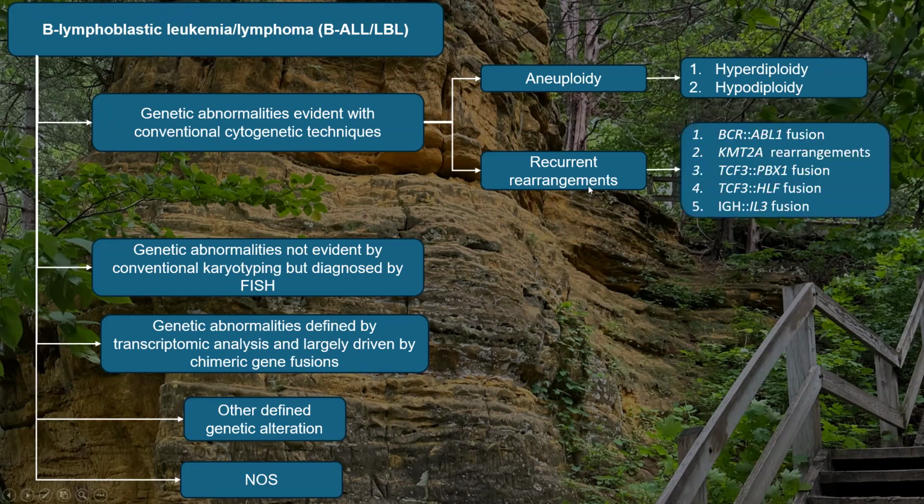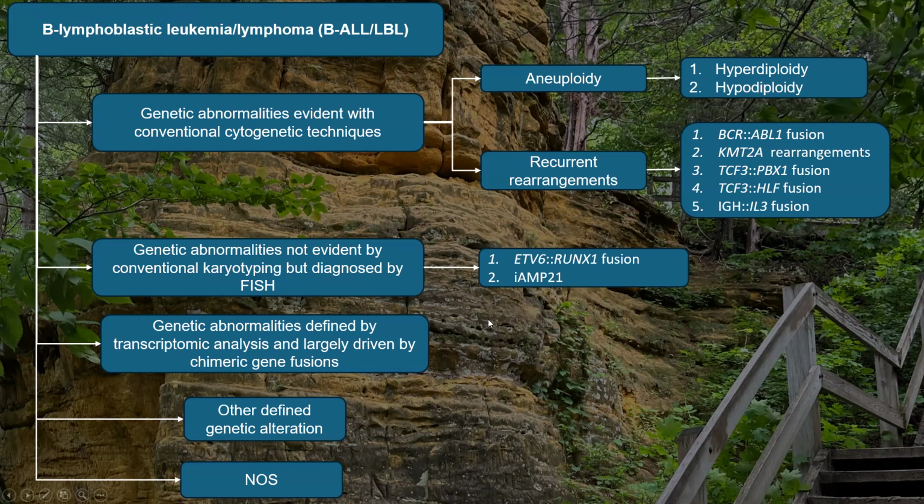As for the recurrent rearrangements, we have BCR-ABL1 fusion, KMT2A rearrangements, TCF3-PBX1 fusion, TCF3-HLF fusion, and IGH-IL3 fusion. Now, as for the second category, we have genetic abnormalities not evident by conventional karyotyping, but diagnosed by FISH. We have ETV6-RUNX1 fusion and intrachromosomal amplification of chromosome 21.